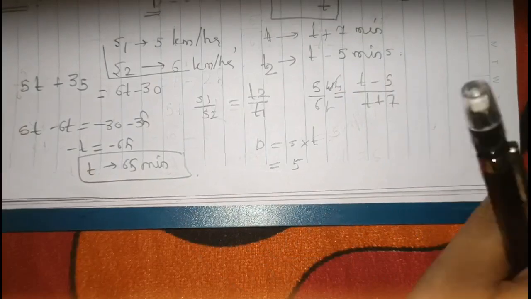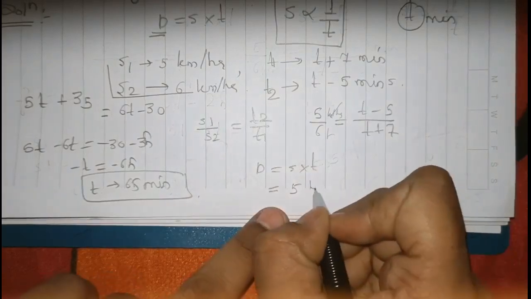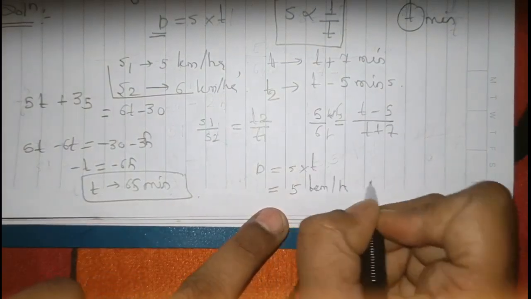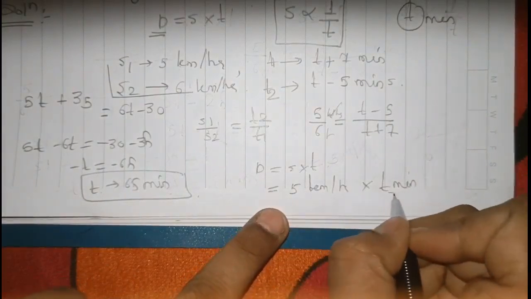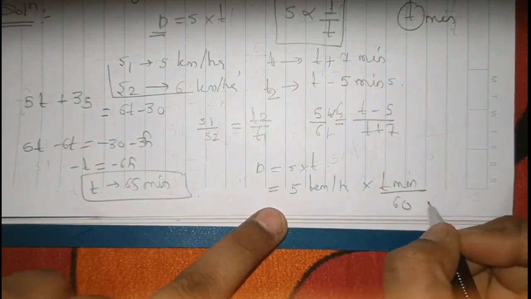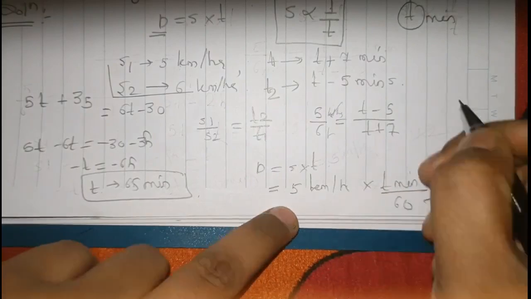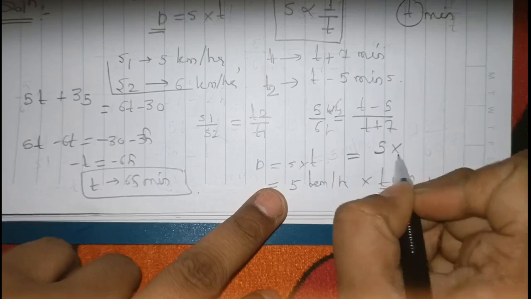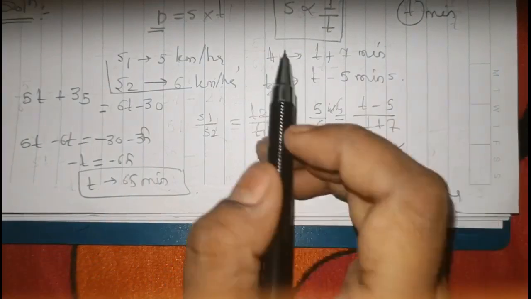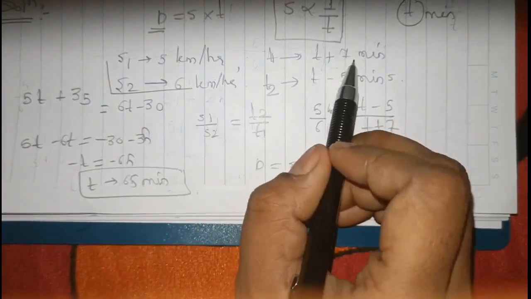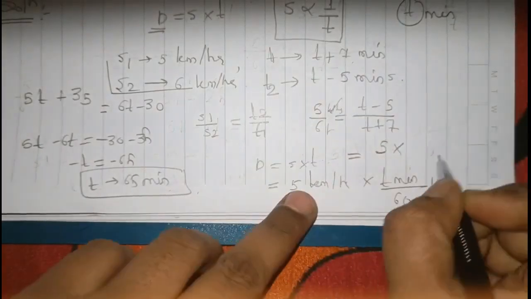Otherwise you will definitely get the answer wrong, because you just cannot multiply like this if the speed is in kilometer per hour and the time is in minutes. You have to divide the minutes by 60 to convert into hours. So 5 kilometer per hour into the time taken, which is t plus 7. T is 65 plus 7, which is 72 minutes.